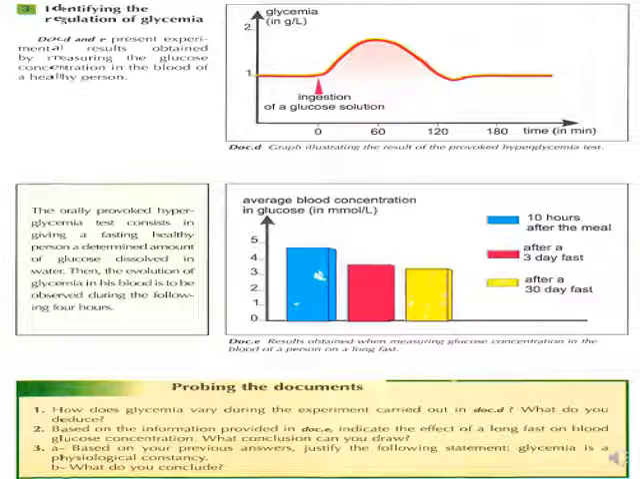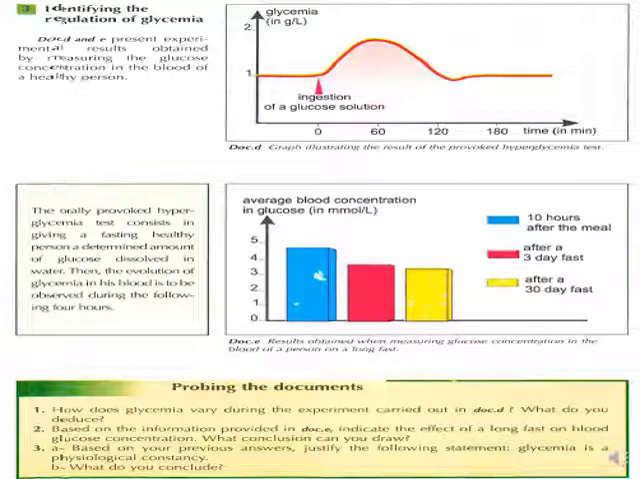Identifying the regulation of glycemia. So this graph identifies the level of glycemia. Documents D and E present experimental results obtained by measuring the glucose concentration in blood of a healthy person. Document D shows the graph illustrating the result of the provoked hyperglycemia test.